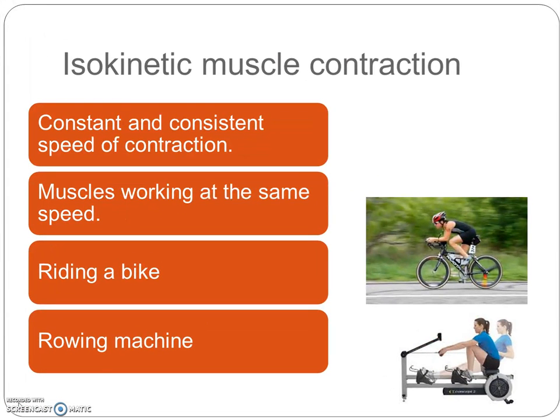The third type of muscle contraction is an isokinetic muscle contraction. This type of contraction happens at a constant and consistent speed, meaning that muscles work at the same speed the whole time. So instead of one movement like a bicep curl, this is a constant and consistent movement like riding a bike or being on a rowing machine at a gym.